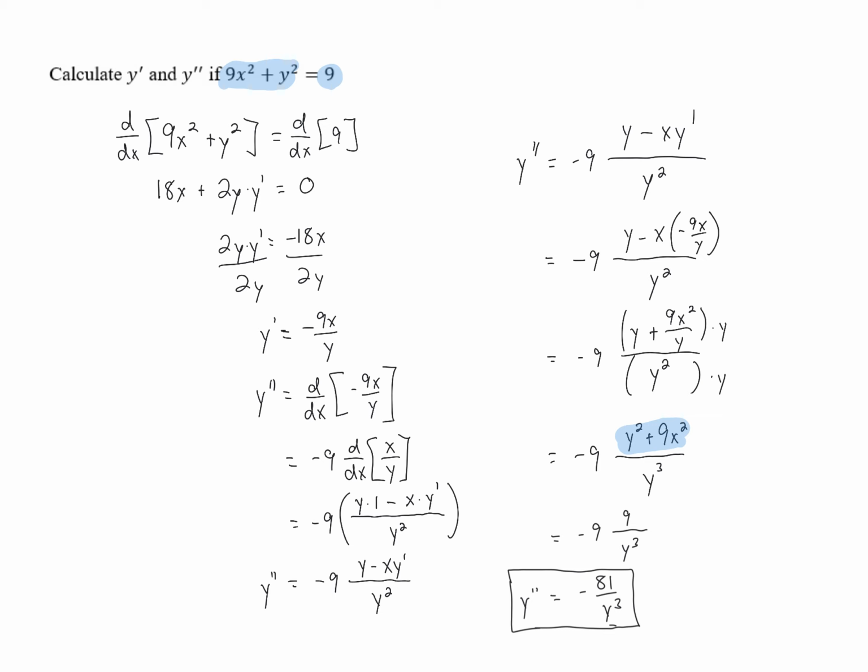That is so much simpler and more beautiful than all of the other things that came before it in this problem. So yeah, that's just a really beautiful second derivative.